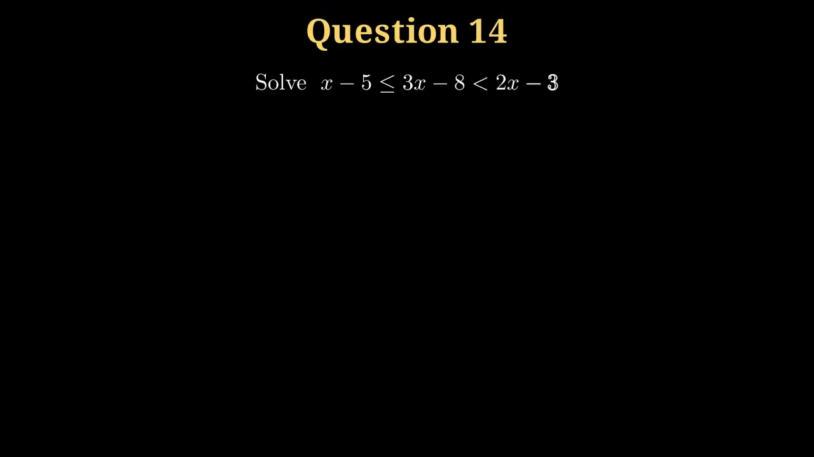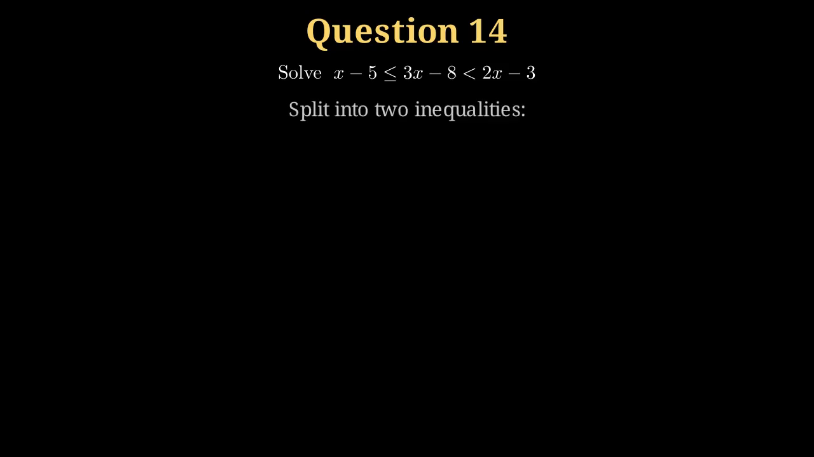Question 14. Solve the inequality. X minus 5 is less than or equal to 3x minus 8, which is less than 2x minus 3. Then, show the answer on a number line. This is really two inequalities joined together, so let's split it and solve each part on its own.